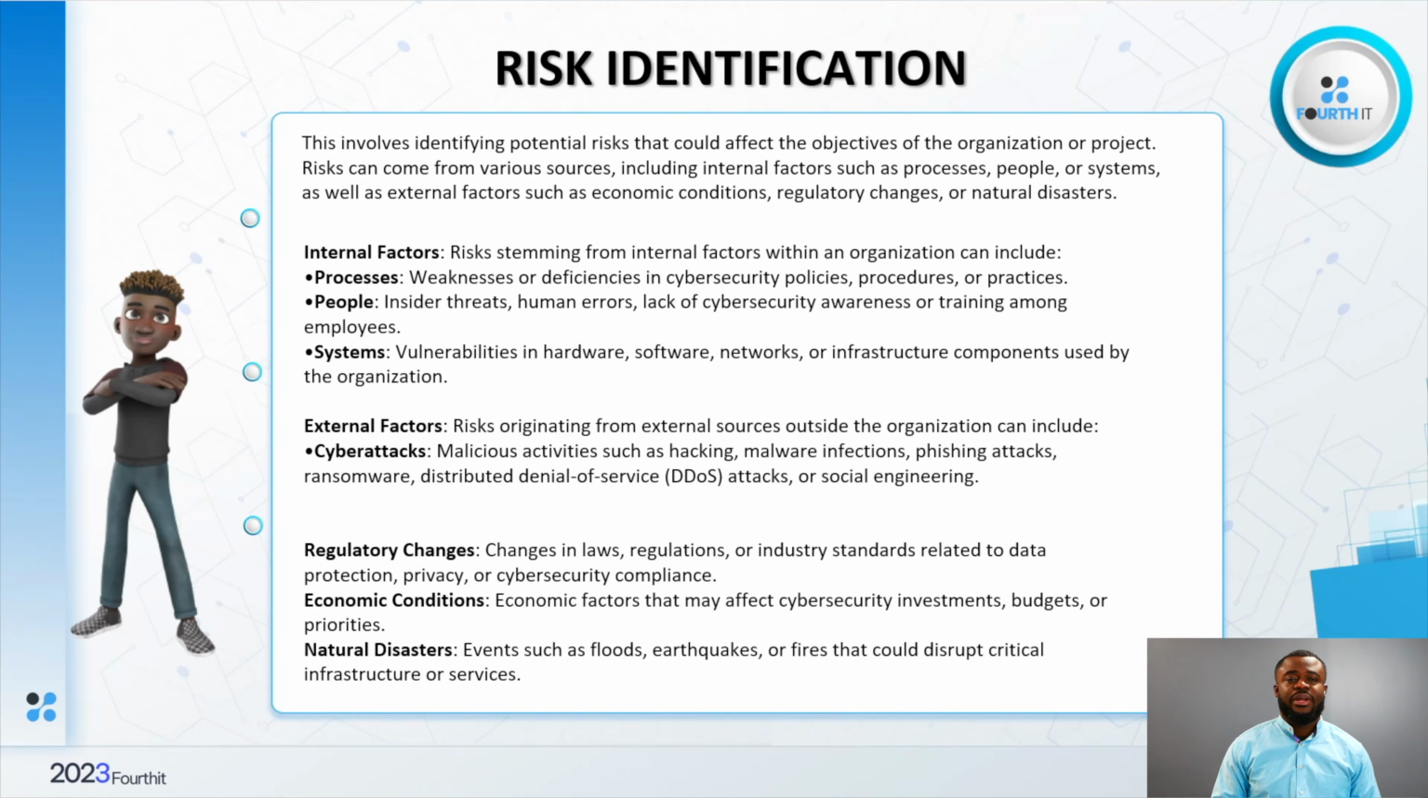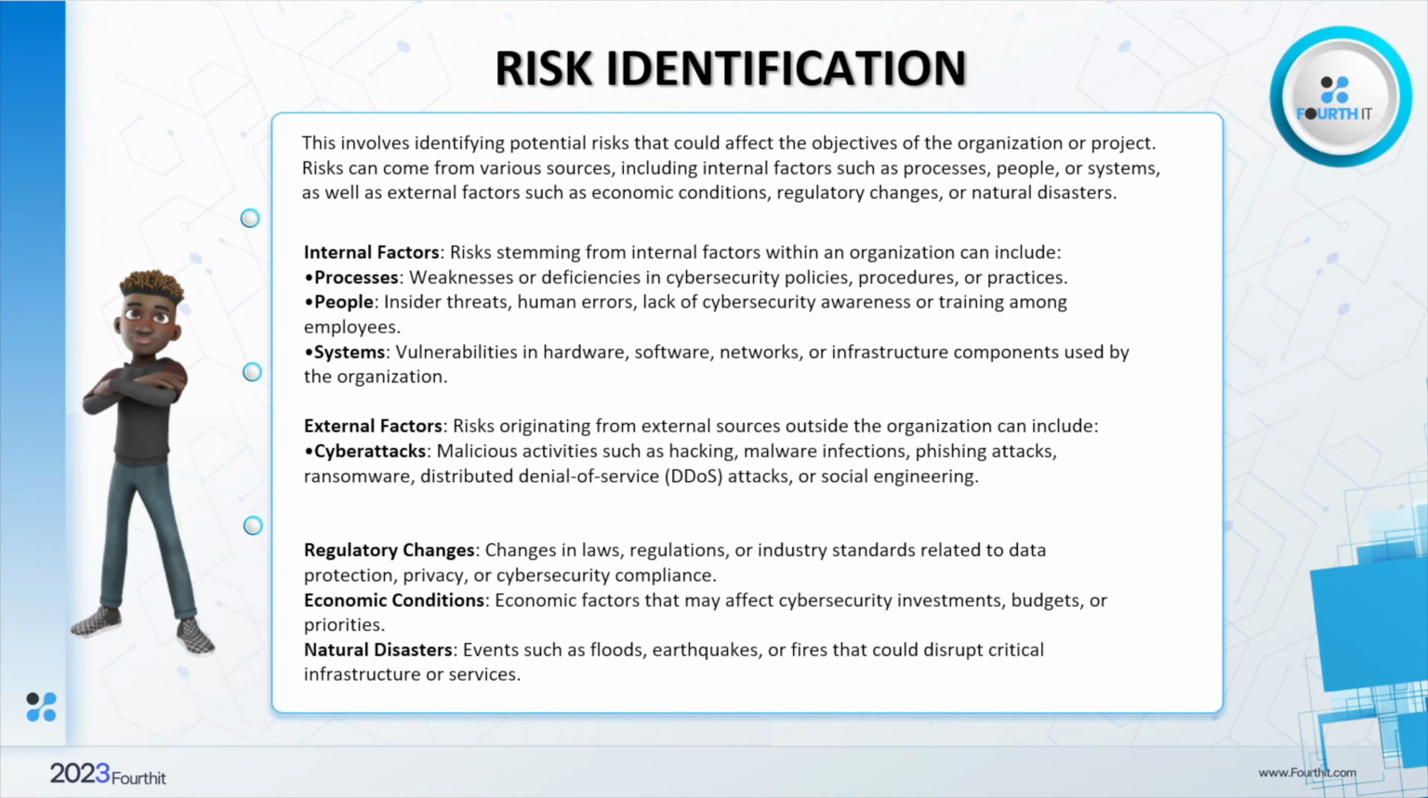All right. So risk identification. When we say risk identification, what do we mean? We've already talked about the risk management process, and risk identification was the first one. Now, risk identification involves identifying potential risks that could affect the objectives of the organization or the project that we are talking about.